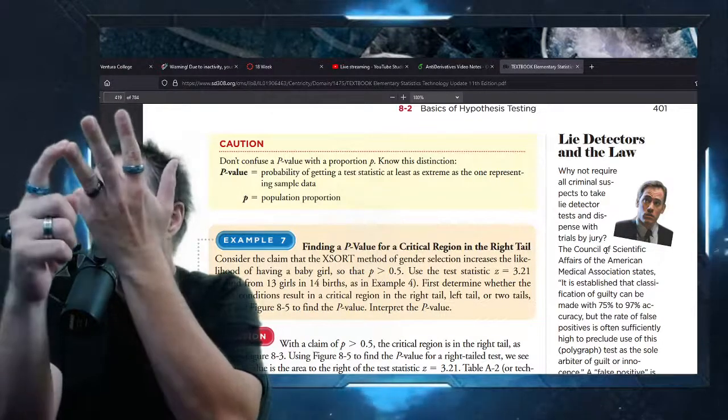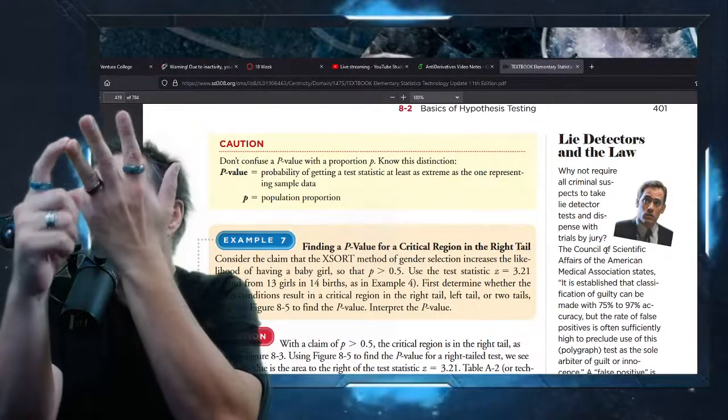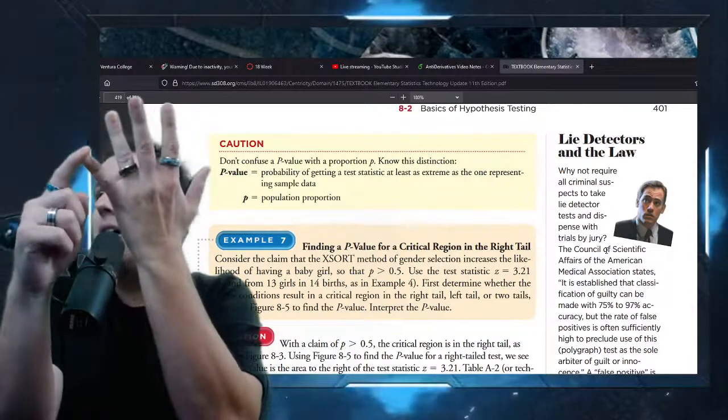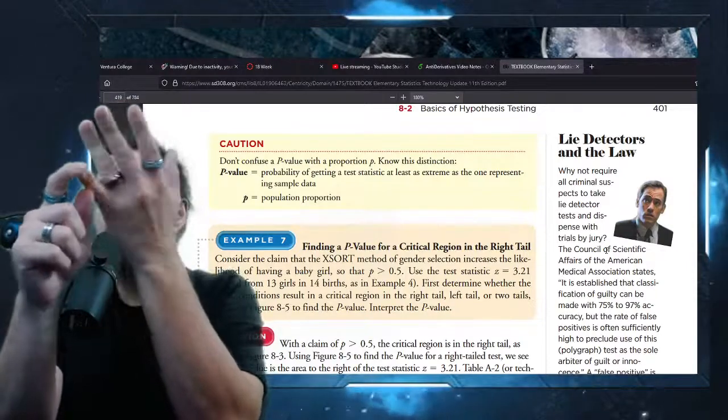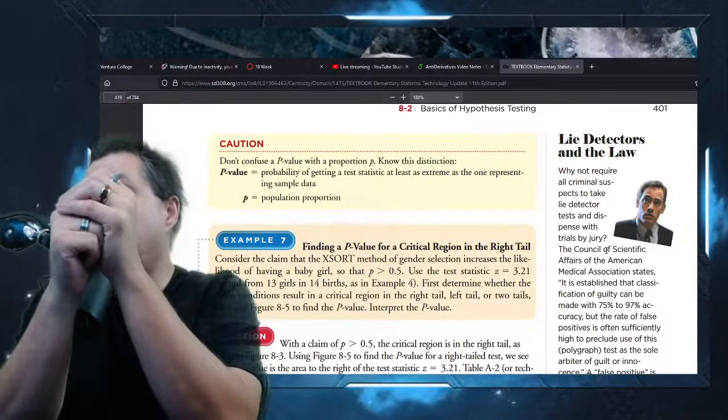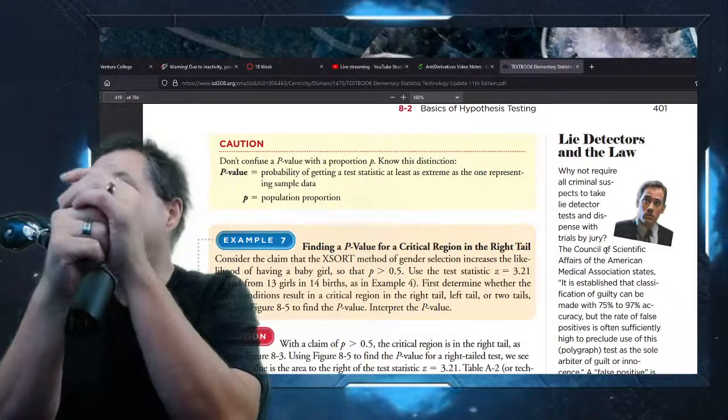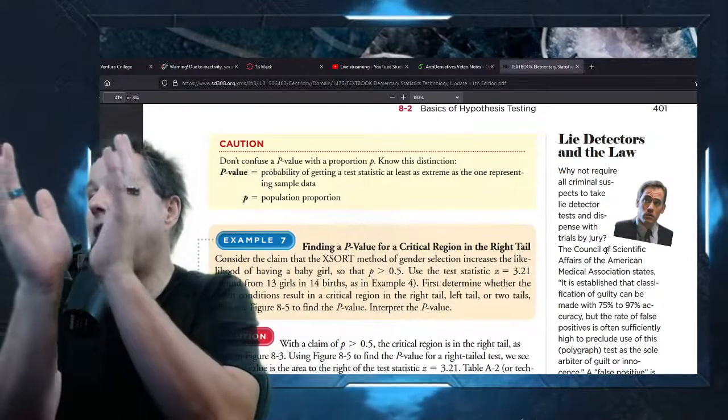But the other one is a lot more likely to happen, which is you're not guilty, but the box says that you are. So in other words, you didn't commit the crime, but the lie detector is saying that you're lying about it. So they think that you did commit the crime. Those errors happen a lot more.